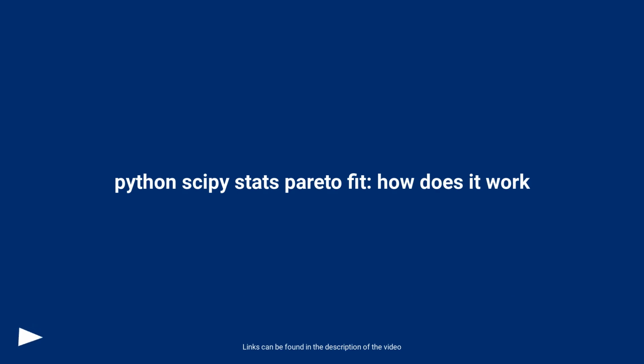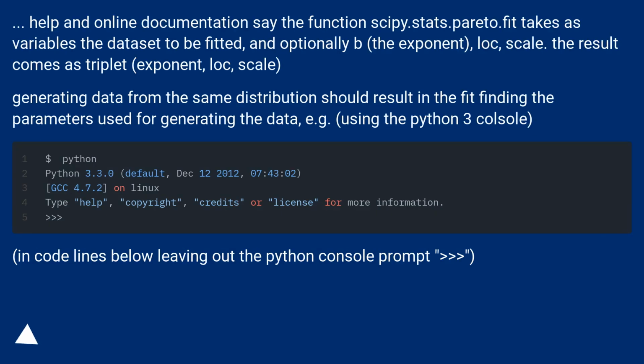Python scipy stats Pareto fit, how does it work? Help and online documentation say the function scipy.stats.pareto.fit takes as variables the dataset to be fitted, and optionally b, the exponent, loc, scale. The result comes as a triplet: exponent, loc, scale.